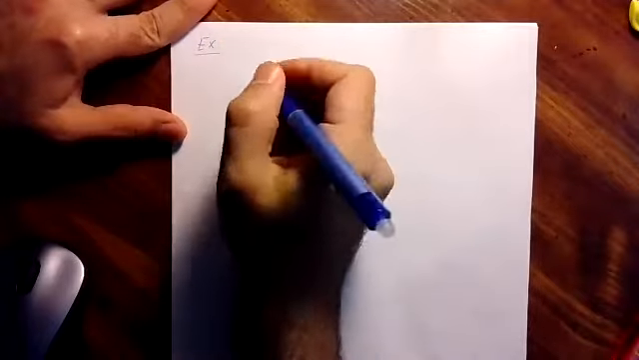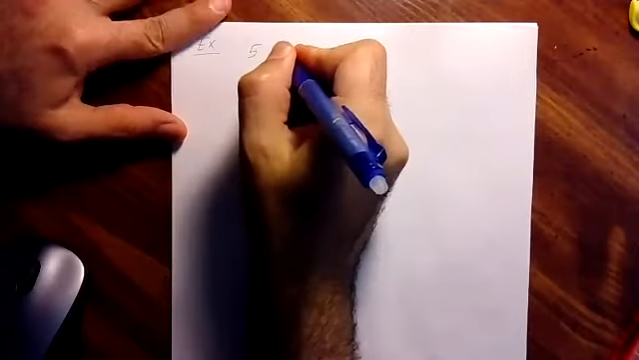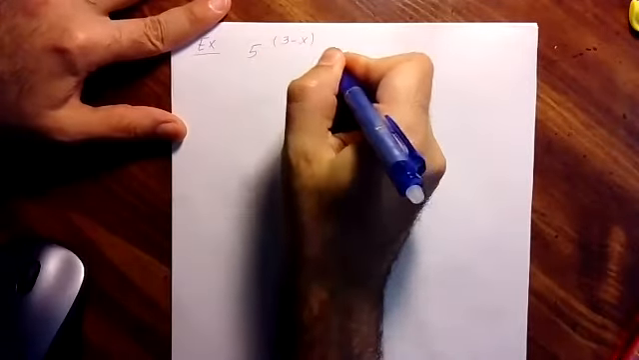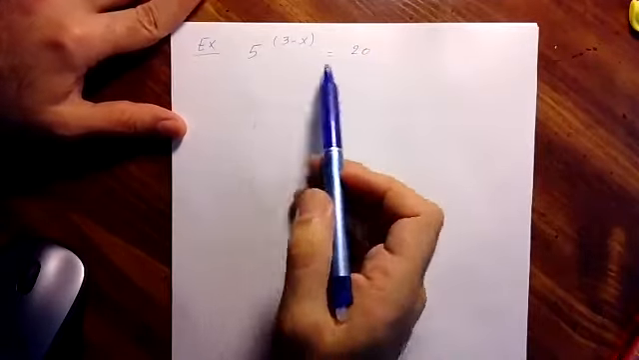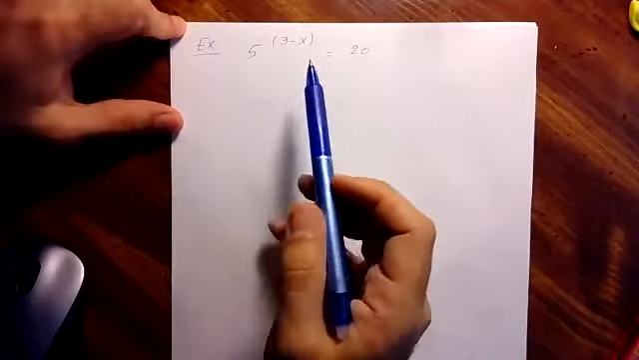Again, from these examples. So example 2, we're going to do exactly the same steps. 5 to the exponent 3 minus x equals 20. They ask you to solve these equations. How are we going to solve this one? We're going to use exactly the same rule.